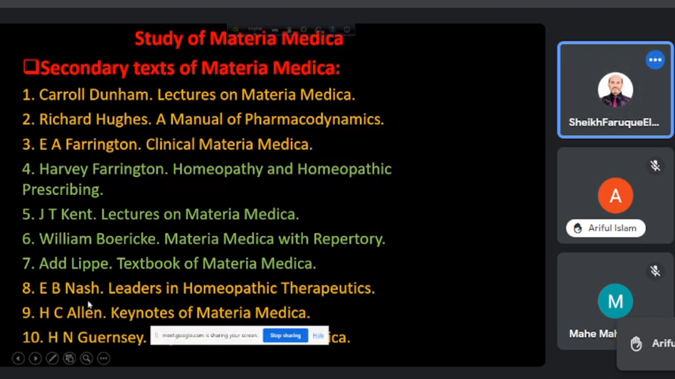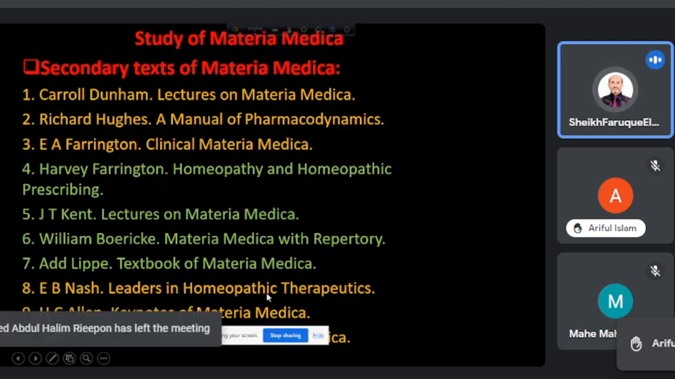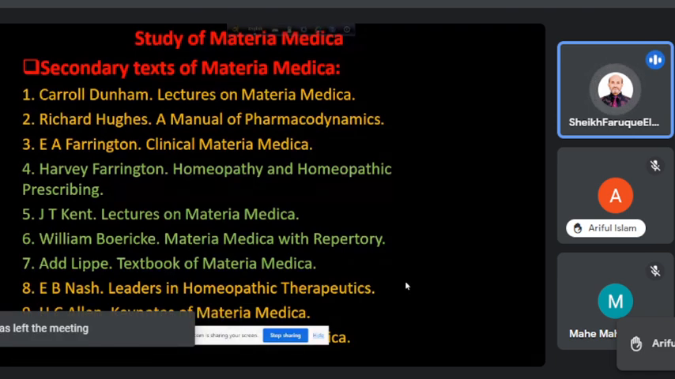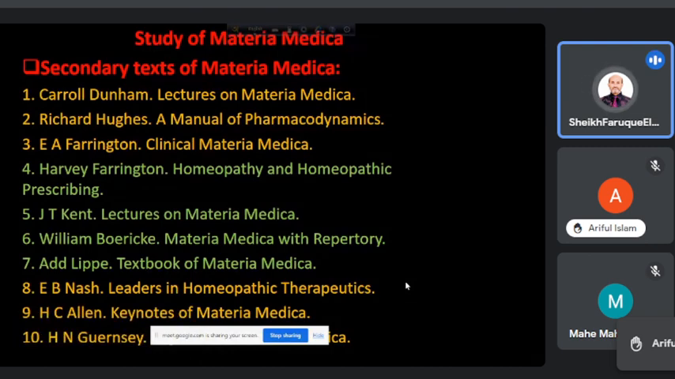Then E.B. Nash, Leaders in Homeopathic Therapeutics. It does not need any explanation because everybody has studied this small book, so splendidly written by giving his own experience. But they say this is the elaboration of H.C. Allen's Keynotes of Materia Medica. They were friends. H.C. Allen's Keynotes of Materia Medica is the smallest book, and Nash based this book on it, gave his experience, and made this book, Leaders in Homeopathic Therapeutics.